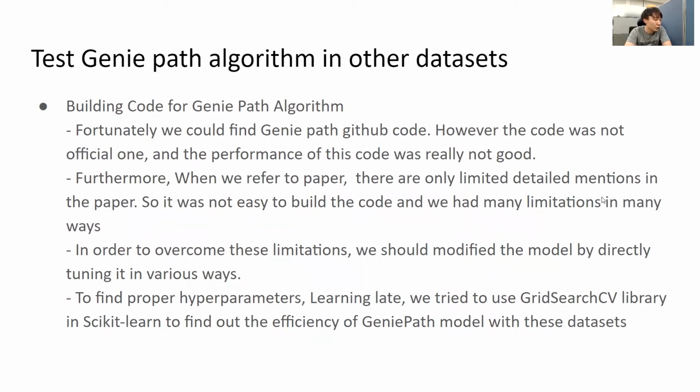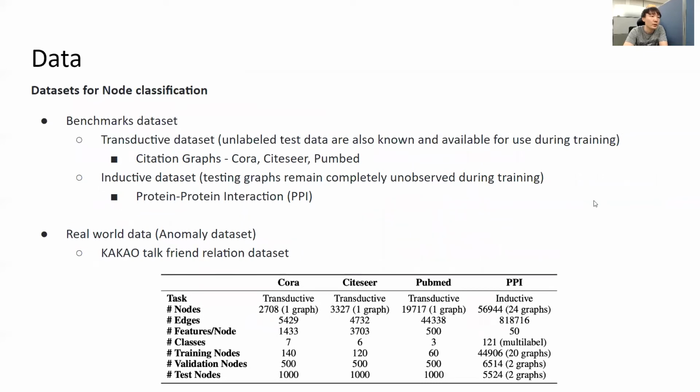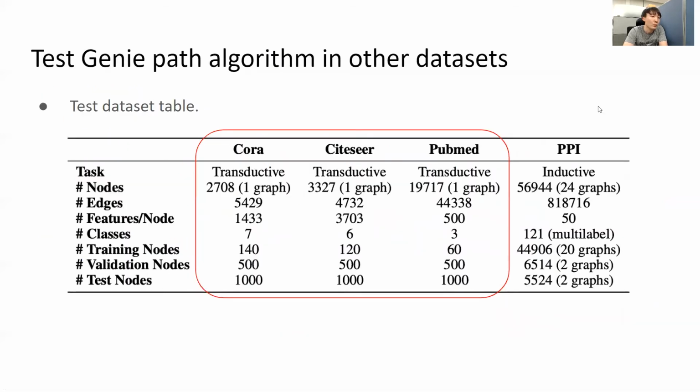Fortunately, we could find GeniePath's basic code on GitHub. However, the code was not official, and the performance of this code was really not good. In order to overcome this limitation, we had to modify the model by directly tuning it in various ways. The following is the dataset information mentioned in the previous proposal presentation. We apply these 3 publication datasets to the paper's model.